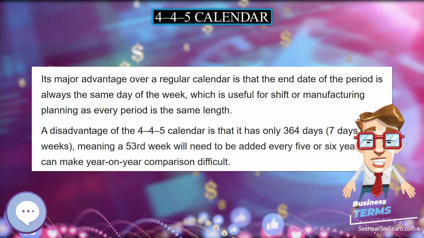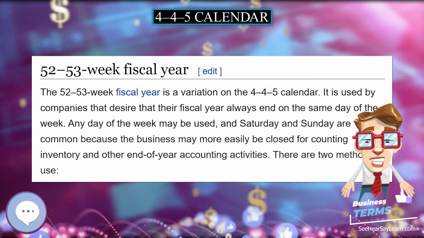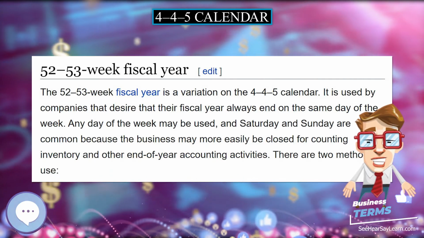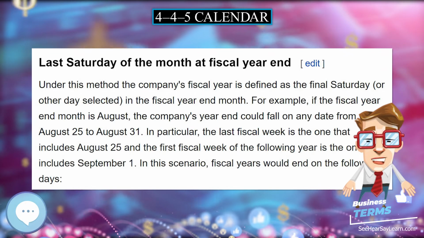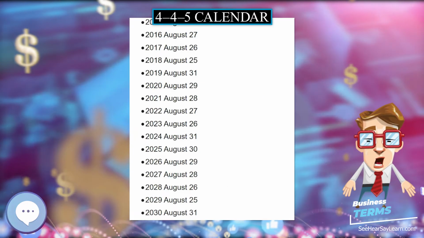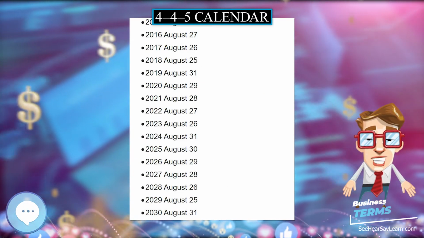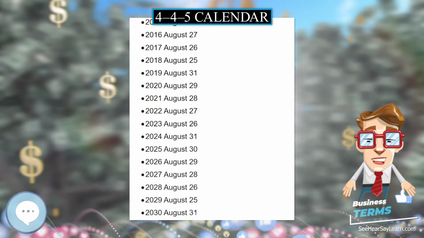A disadvantage of the 445 calendar is that it has only 364 days, 7 days x 52 weeks, meaning a 53rd week will need to be added every 5 or 6 years. This can make year-on-year comparison difficult.